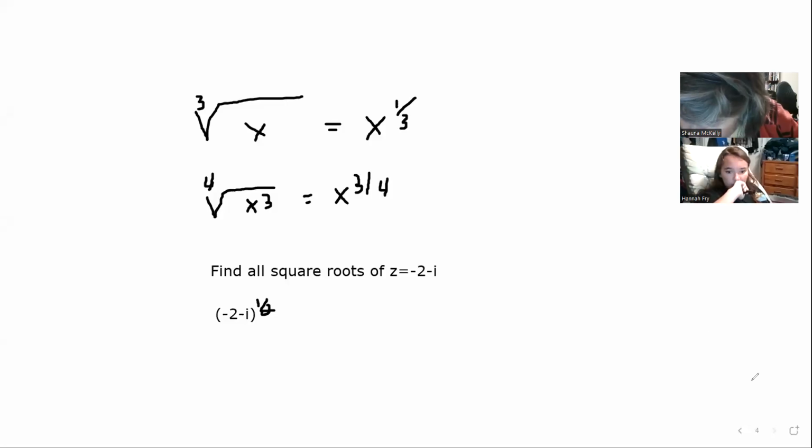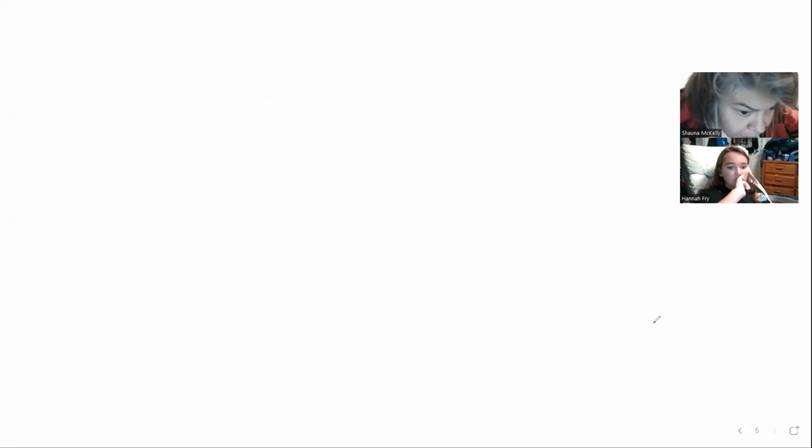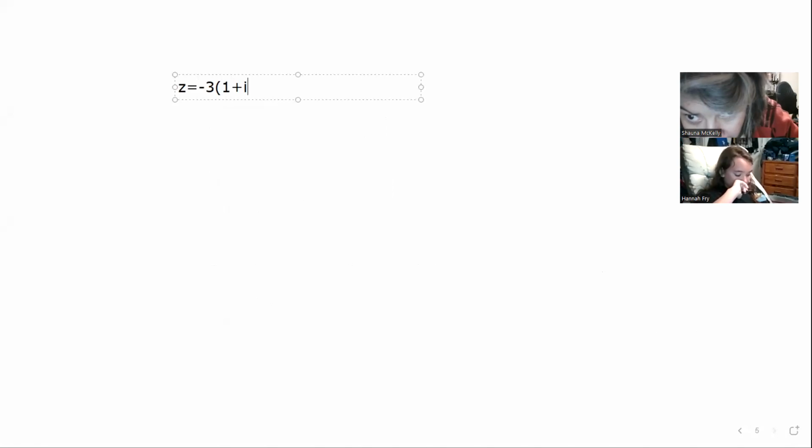I'll throw up the whiteboard right now. So what we're looking at is, first of all, we're looking to put this in R and theta first, right? So we're looking at Z here is equal to -3 times (1 plus i). So don't make this too hard. Find R and theta first. Now, if it helps you, write it out so that it looks like it's supposed to. This is -3 minus 3i. Right? Right.